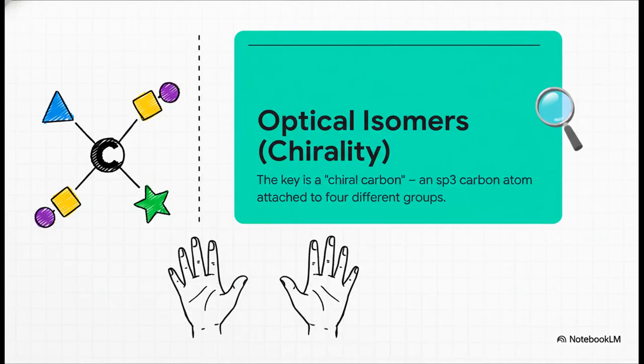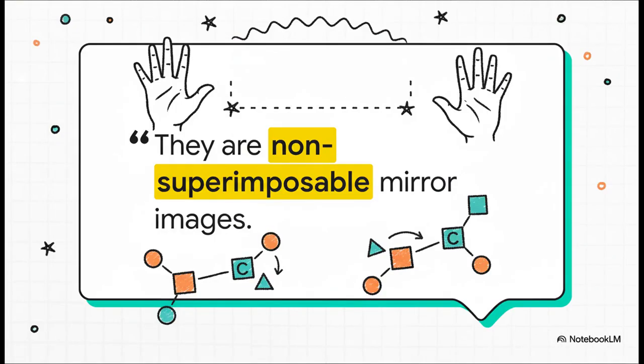But what happens if there isn't a double bond? Then we might be dealing with optical isomers. And the secret here is something called a chiral carbon. That's a fancy term for a carbon atom that's bonded to 4 completely different things. When that happens, the molecule gets what we call handedness. Just look at your own hands. They're mirror images of each other, but they're not identical, are they? And that right there is the defining feature of these optical isomers. They are perfect mirror images, but you can't stack one perfectly on top of the other.